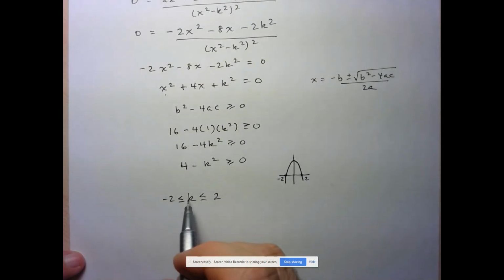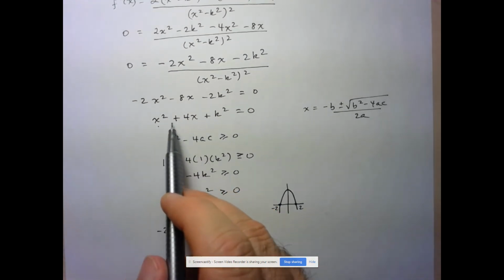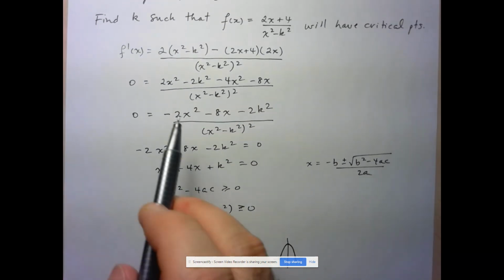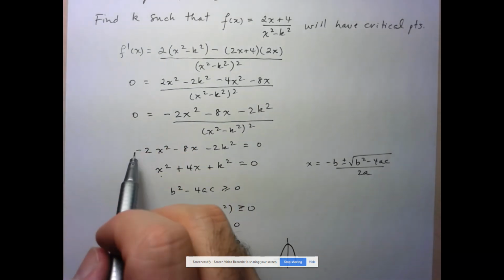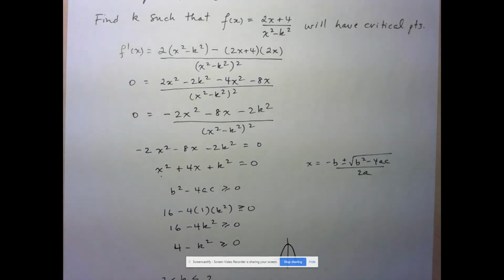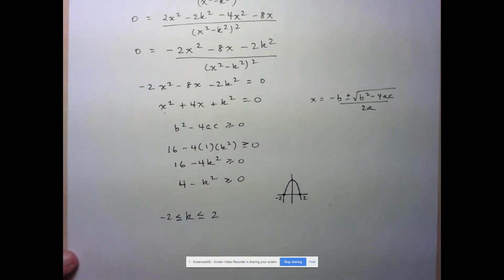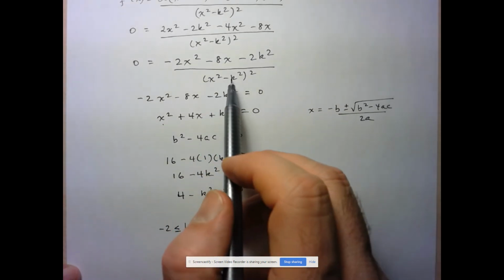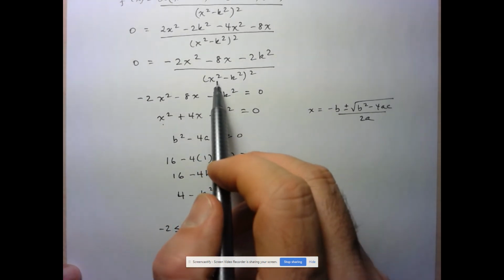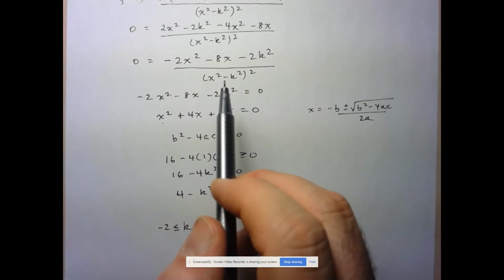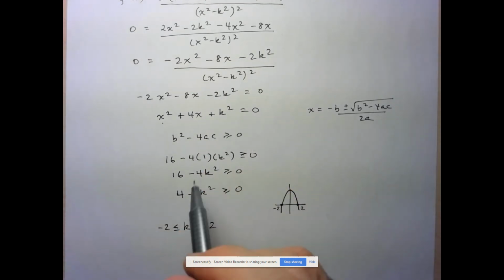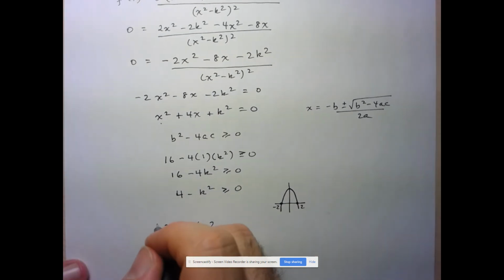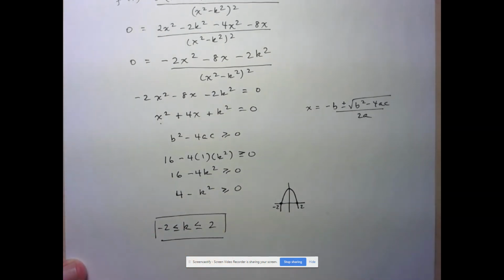These are the k values which are going to allow this equation to have solutions, which is what's going to make the first derivative equal to 0, in other words, giving me critical points. There's one little thing you do have to be careful of: x can't be equal to plus or minus k. Whatever the k value is, x can't be equal to that. But there's our solution.